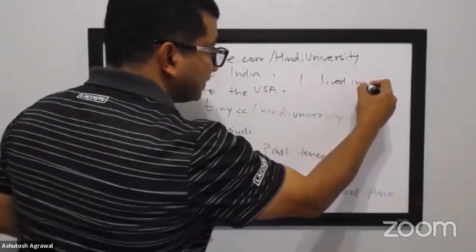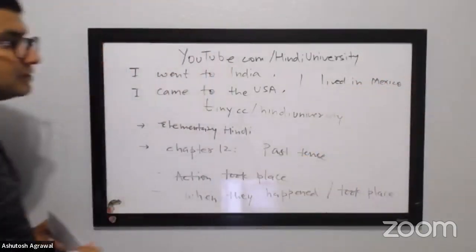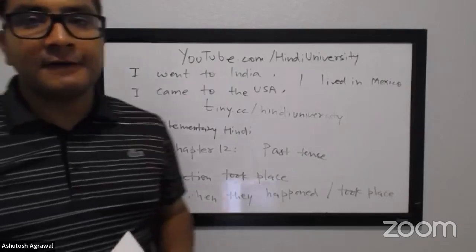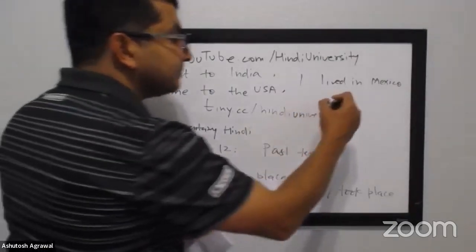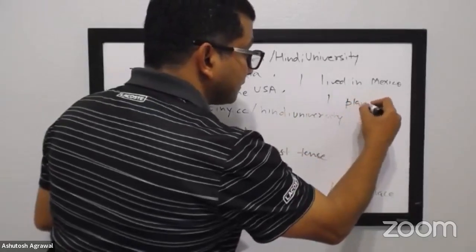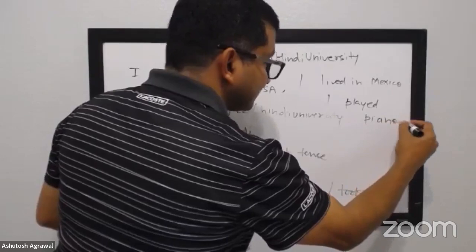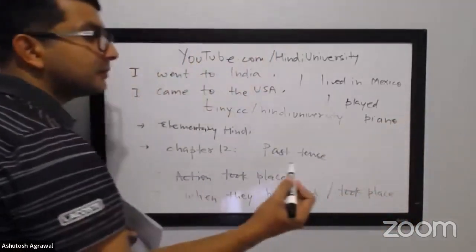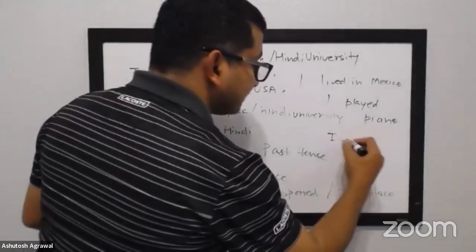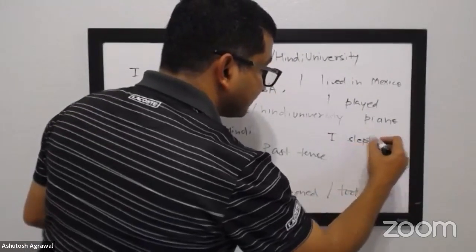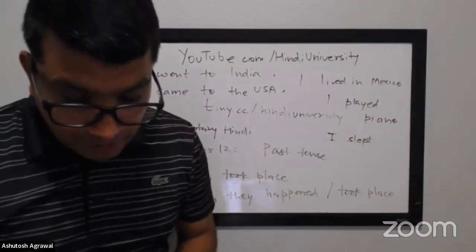Or you can say something like I lived in Mexico. Okay, these are all examples of simple past tense. Or something like I played piano. It doesn't talk about when, it just says that the action took place. Okay, or I slept. All of these are simple past tense. Okay, so far so good.